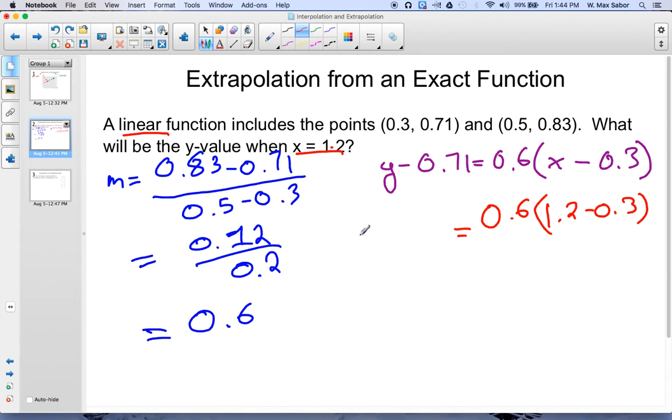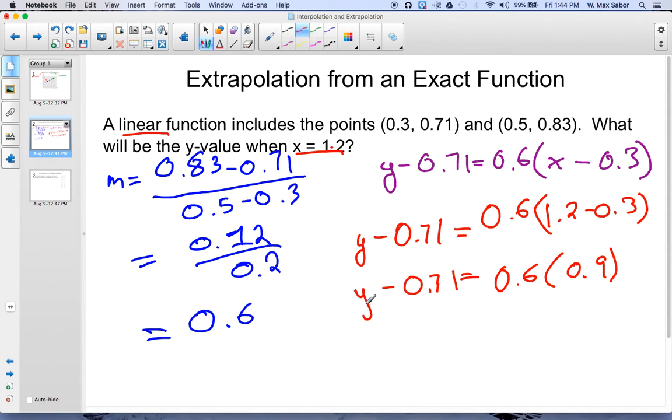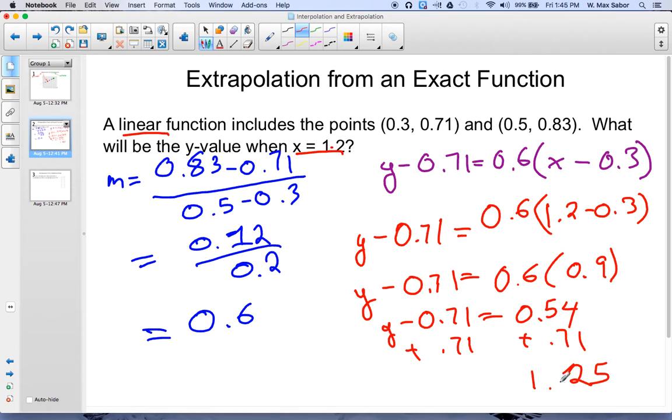We've been doing this, we just haven't called it extrapolation all the time in the past. The reason that this one is extrapolation instead of interpolation is that 1.2, as an x-coordinate, is bigger than any of the other x-coordinates. So that's why it's extrapolated. Add 0.71 to both sides, and we get 1.25 as the y-coordinate. So now we have extrapolated the 1.25 from the data.